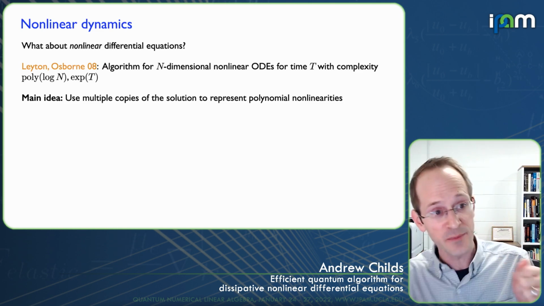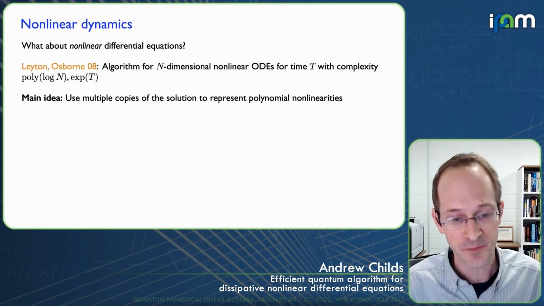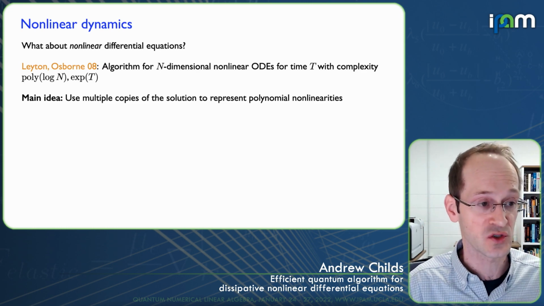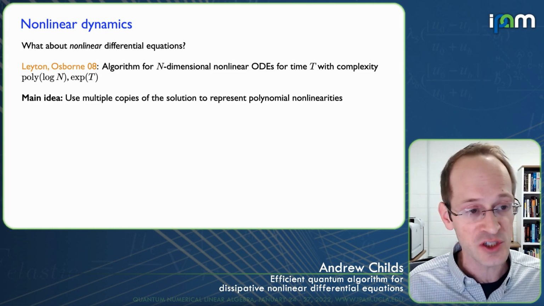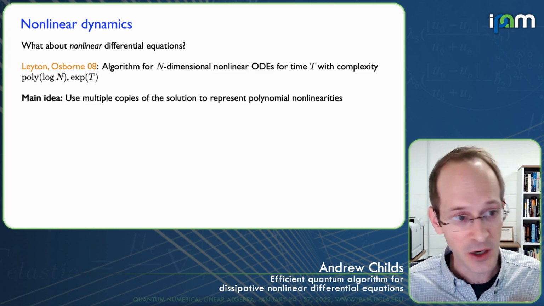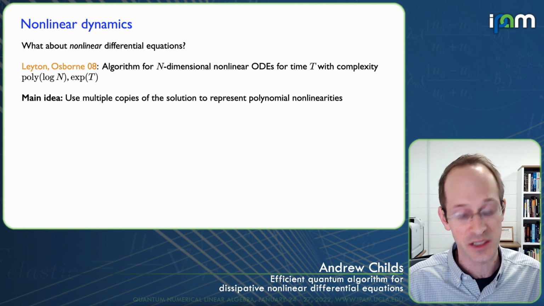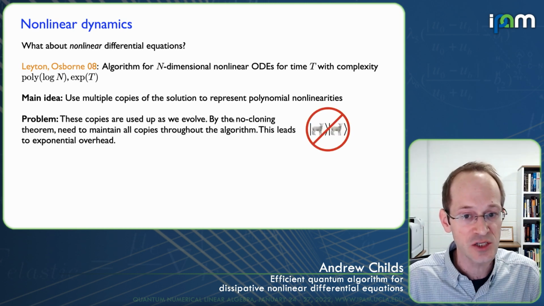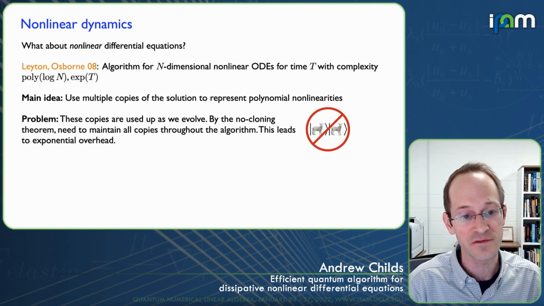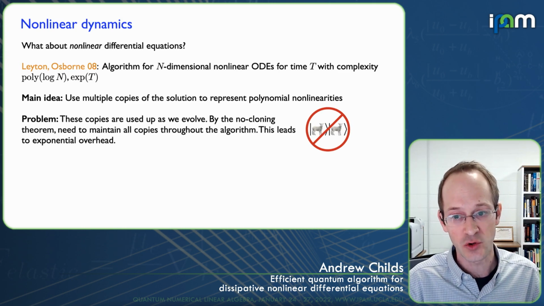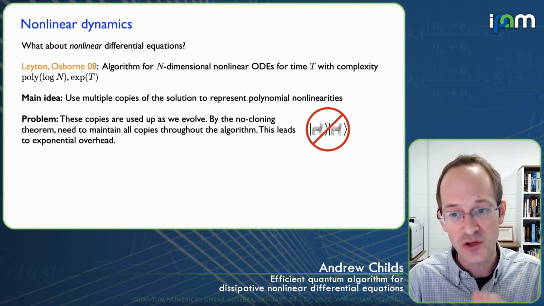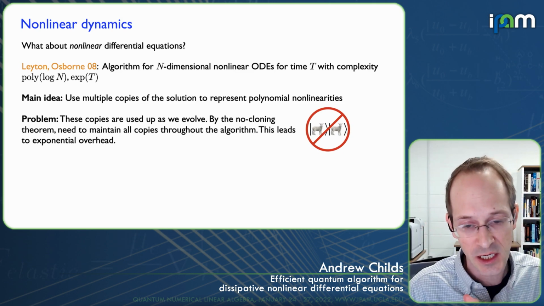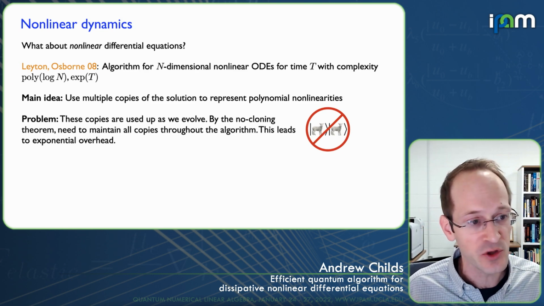If you have 2 copies of the solution, then a term which is quadratic in 1 copy of the solution is linear in 2 copies of the solution. So just by having multiple copies of the solution, you can somehow get access to these nonlinearities. So that's exactly what they do. But the problem with this approach is that you use up these copies as you evolve. So there's some process you have to go through that turns 2 states into 1 if you want to evolve the system forward in time by a little bit. And so you have to have these multiple copies.